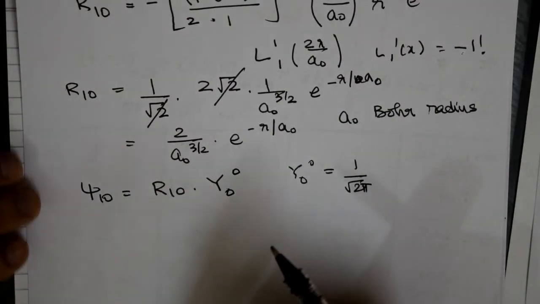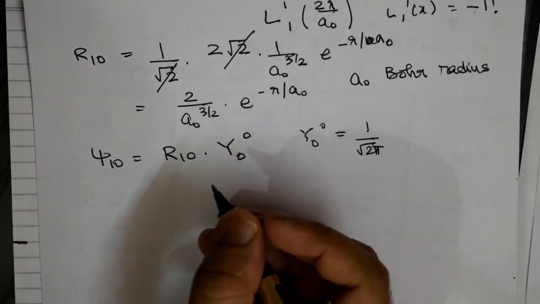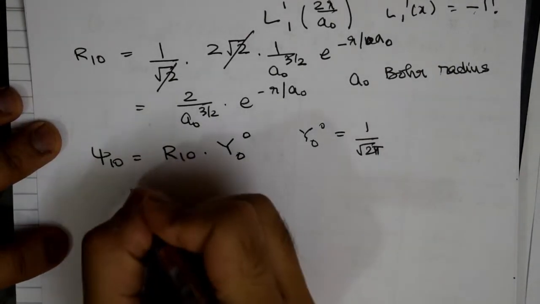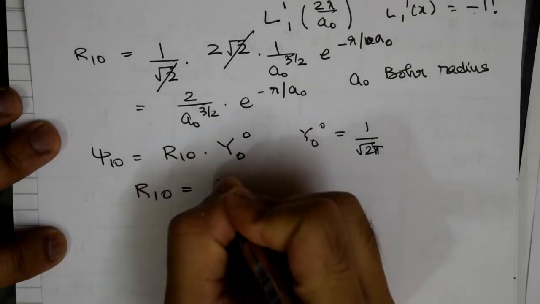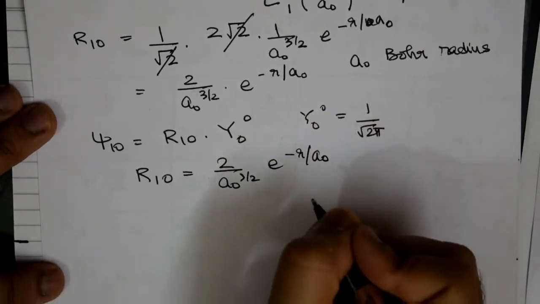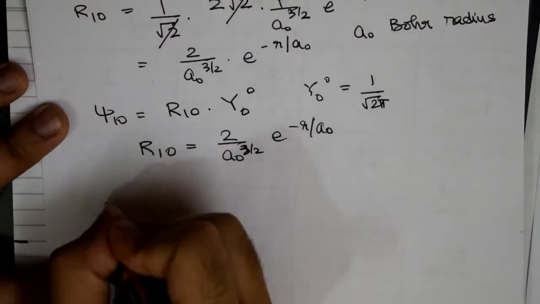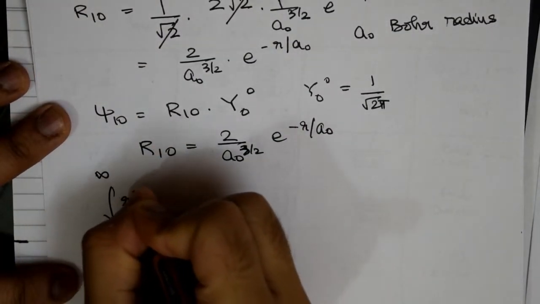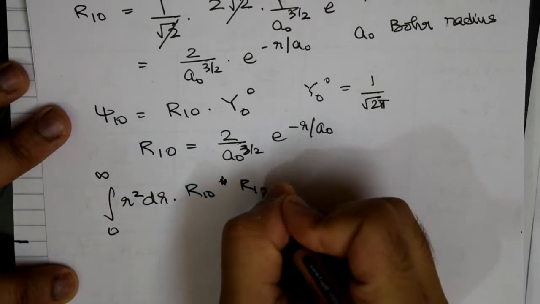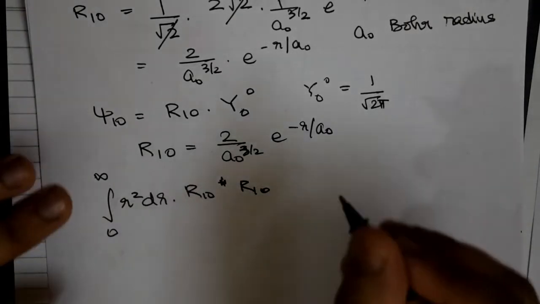Okay, so instead of writing all this, let me just look at what R_10 gives me. The R_10 is going to be given by 2 by a naught power 3 by 2 e power minus r by a naught. So this is the function that we end up having. If we want to see whether it's normalized, how would we do it? We'd integrate between 0 and infinity r square dr times R_10 star R_10. In this case, all the functions for the radial part do not have an imaginary part, so R star times R will be the same.